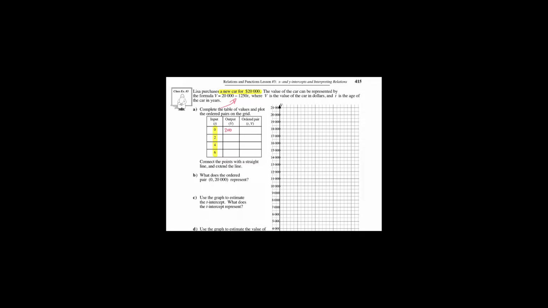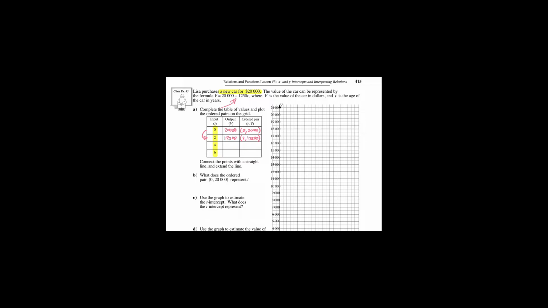So this is 20,000. Our ordered pair is going to be 0 and 20,000. Now on year 2, it's going to be 20,000 minus 1,250 times T, which is 2, which is going to be 2,500. So it's going to be 20,000 minus 2,500, which is going to be 17,500. So in here, our ordered pair is 2 and 17,500.